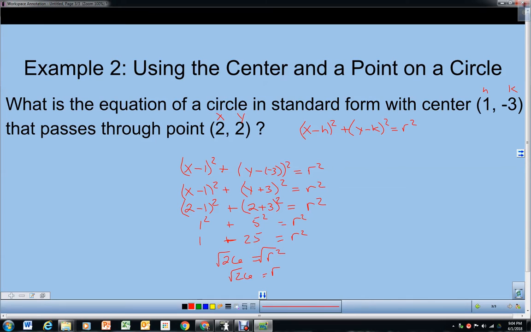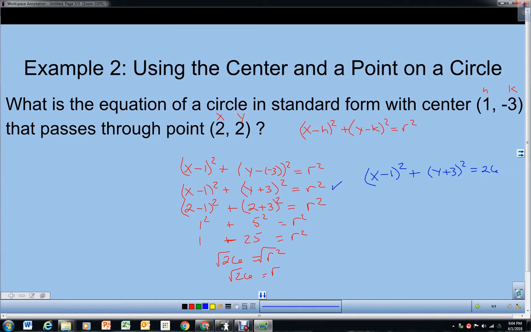But when we plug it back into our equation, it's going to be the squared value anyway, so you might as well use r squared is equal to 26. So now as we rewrite our equation, we're going to go back to this part right here. x minus 1 all squared plus y plus 3 all squared is equal to 26. And this is the equation in standard form of a circle with the center at 1, negative 3, and it goes through point 2, 2.